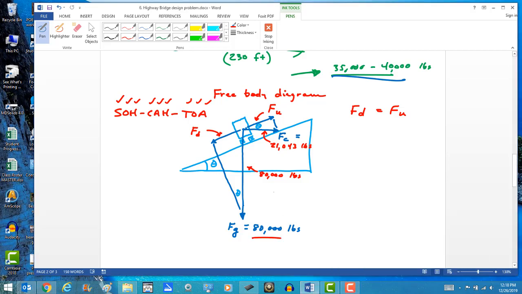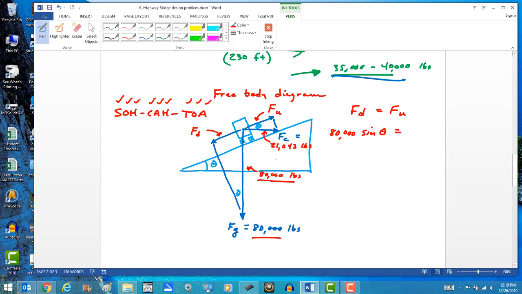Now look at the gravity triangle down here. I've written the 80,000 pounds right here along the hypotenuse of that triangle. How would you figure out F sub D? Would you use sine or cosine? Well, it's the opposite side from the angle theta for that triangle, so you would use sine. So you could say sine of theta equals F sub D over 80,000, because sine of theta is opposite over hypotenuse. You could rearrange that and say that F sub D is 80,000 times sine of theta.